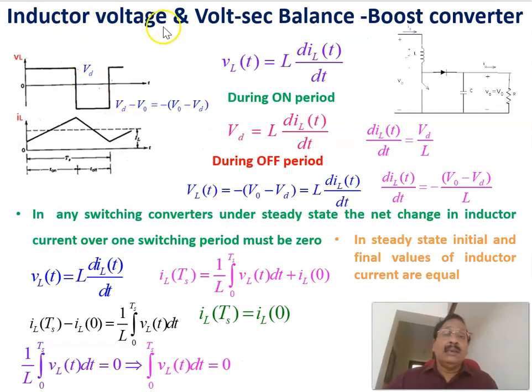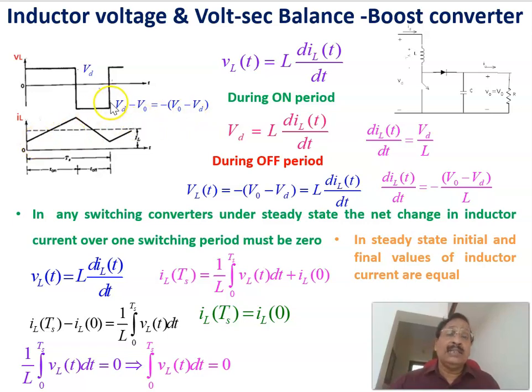Now let us see the volt-second balance of the boost converter as well as the inductor voltage. The inductor voltage I already explained in the previous slide. When the switch is on, the corresponding voltage across the inductor is the same as the input voltage Vd. And when the switch is off, the voltage across the inductor is given by Vd minus V0, or of course that can be written as minus of V0 minus Vd, a negative voltage. Therefore, this is the voltage across the inductor.